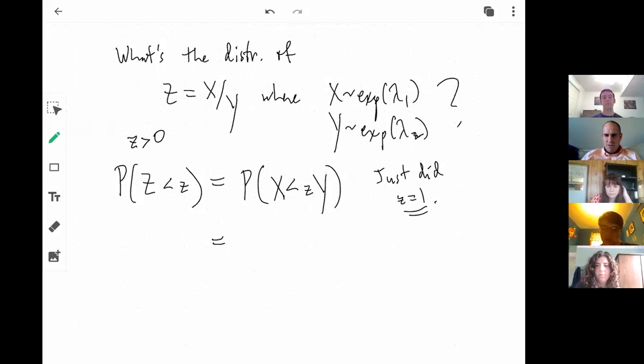Well, how would you pull that off, Emma? How would I set up the integrals here? We're just going to do something very similar to what we did before, but adding in a multiple of z. That's right. So we're going to let y go between 0 and infinity again, correct? And then x would go from 0 to zy.